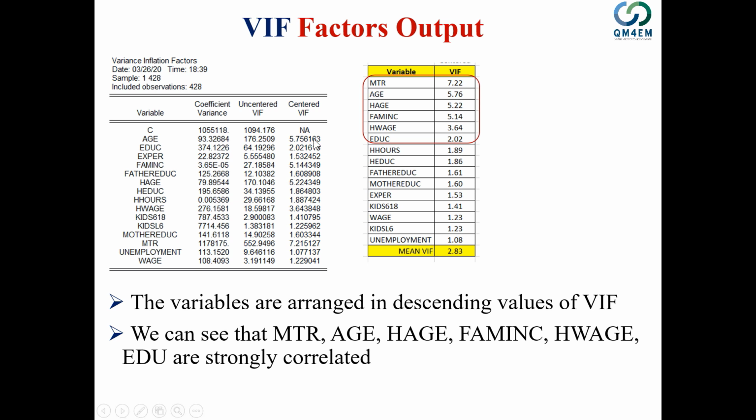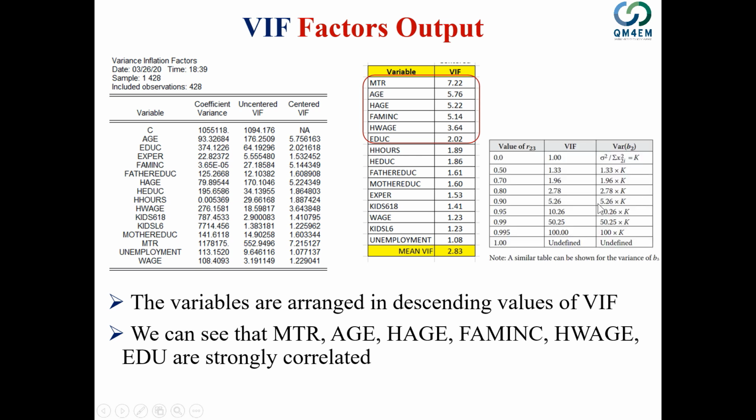So I will compare it with the table I showed you about the relation between correlation coefficient and VIF. It will give you a better idea about the correlation among explanatory variables. So this is the table. Look into it. For two explanatory variables, a correlation coefficient of around 0.70 gives a VIF of 1.96, and a VIF of 2.02 shows that the correlation is more than 0.80.